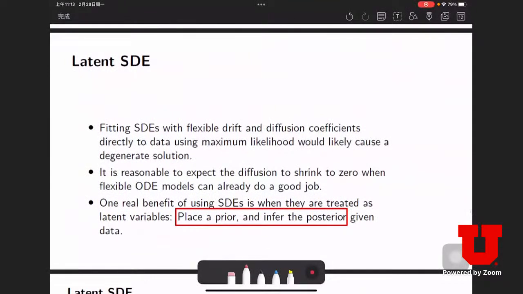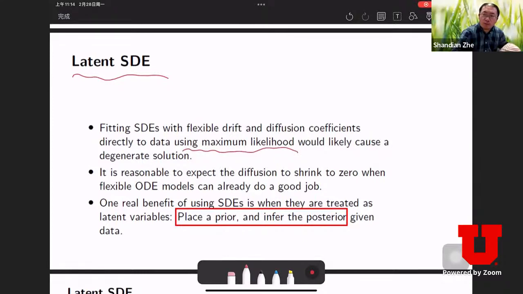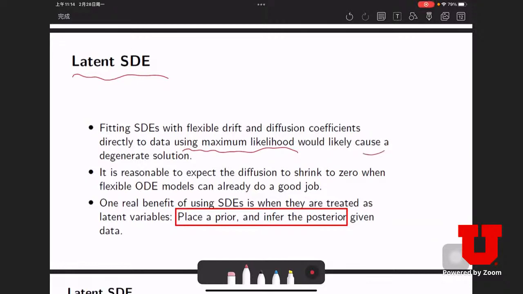And we'll come to the last piece of this paper. It's called the latent SDE. With what we have introduced, we can use the stochastic adjoint to fit the SDE, with both the diffusion and the drift parameterized as a neural network. But they claim that if we just use the data with maximum likelihood to model everything as a neural network, it will cause a degenerate solution. Their idea is, can we use a Bayesian latent approach? This means to model the SDE, place a prior and infer the posterior about the parameters, about the process itself. Here is the so-called latent SDE.